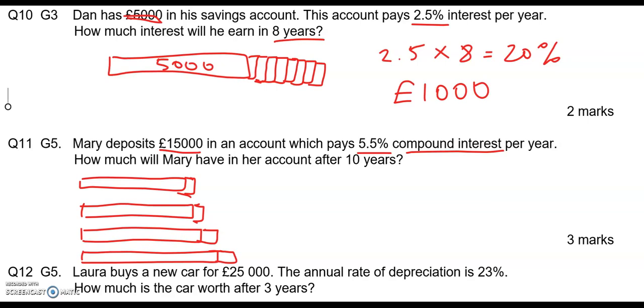So what this means is that at the end of the first year, Mary would get 15,000 times 1.055. So that amount and 5.5% on top, which is equal to 15,825.